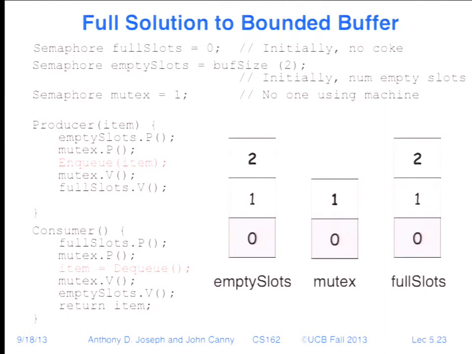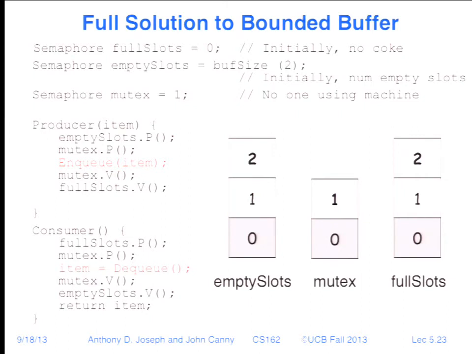All right. So now look, we've actually filled up the machine with two cokes. There's no empty slots anymore. So we might as well grab a coke, don't you think? So, all right, full slots.p. Mutex.p, mutex.v. All right, empty slots.v, return item. Okay, good. All right, we're going to do one more produce. So empty slots.p, mutex.p, mutex.v, full slots.v. All right, so it seems to all work.